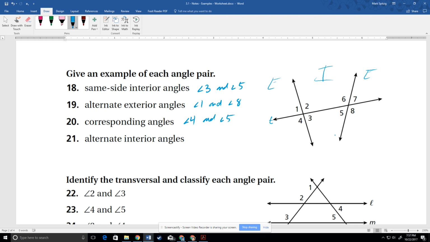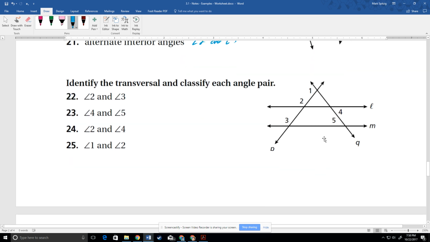And then alternate interior angles, we're looking interior, and they're on opposite sides. So that would be 2 and 5, let's say. Oh, and just for corresponding angles, it could be 1 and 6, 2 and 7, 3 and 8, 4 and 5. And for alternate interior angles, it could be 2 and 5 is what I put, but 3 and 6 would be another one there.